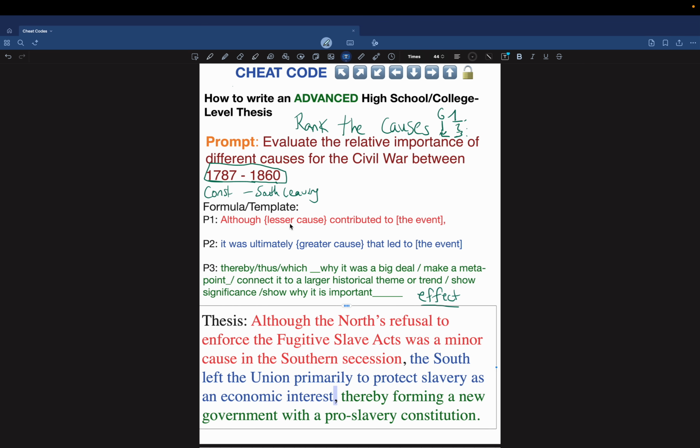Part 1, part 2, part 3. Insert lesser cause. Provide greater cause, especially in an evaluate the relative importance theme, and then just give me the effect or say why it's important. Larger historical theme, show meta point, why it's a big deal. It is a big deal that they form a new government with a pro-slavery constitution, and it reinforces that slavery was the main factor, which is why this is an excellent part 3.